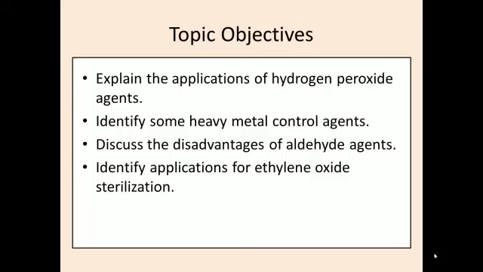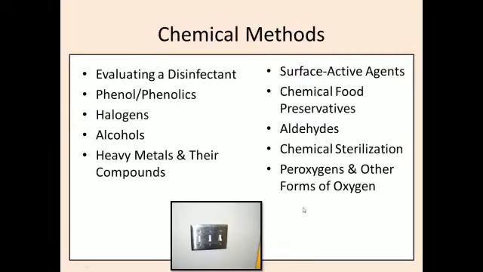hydrogen peroxide agents, identify some heavy metal control agents, discuss disadvantages of aldehyde agents, and identify applications of ethylene oxide sterilization. Under the heading of chemical methods, we're going to be discussing how one evaluates a disinfectant.